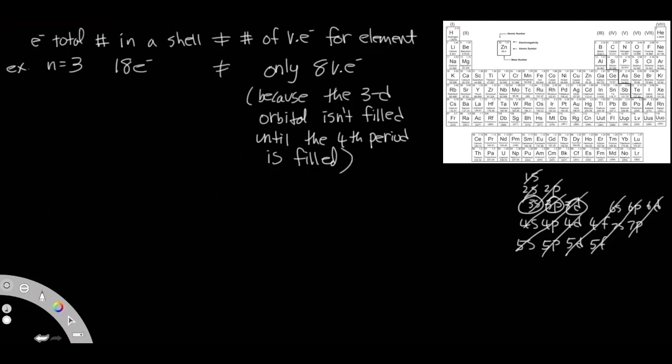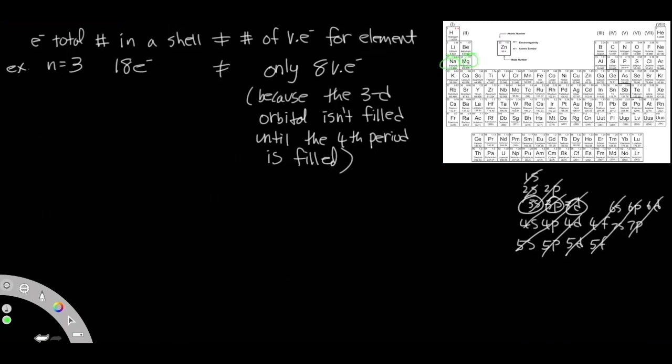Let's have a look at our periodic table. If we look over here, this is our third shell, if we count it up: 1, 2, 3. If that's the case, and this is our third one, let's count. This is one electron. This is our second one.